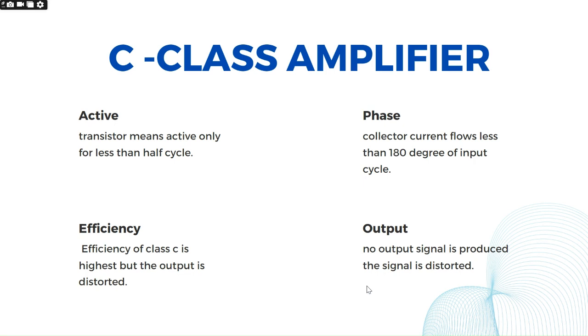In Class C amplifier, the transistor remains active only for less than half a cycle. For remaining cycle, transistor remains in cutoff region where no output signal is produced. Also, the signal is highly distorted. In Class C, collector current flows for less than 180 degree of input cycle. Efficiency of Class C is highest, but the output is most distorted. Hence, Class C amplifier is never used for audio amplifiers, but they are used in tuned circuits required for communication purposes.